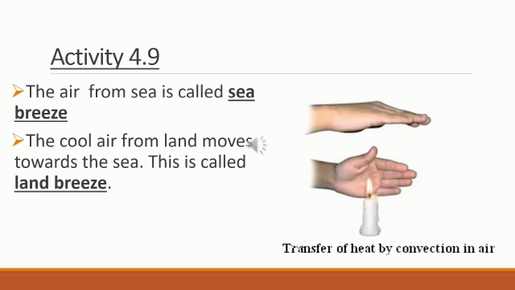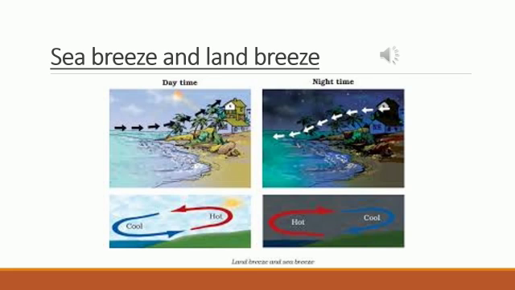The water cools down more slowly than the land. So what happens? The cool air from the land moves towards the sea, and this is said to be a land breeze. Here in the picture you can see the sea breeze as well as the land breeze during daytime as well as nighttime. When we come out in the sun, we feel very warm.